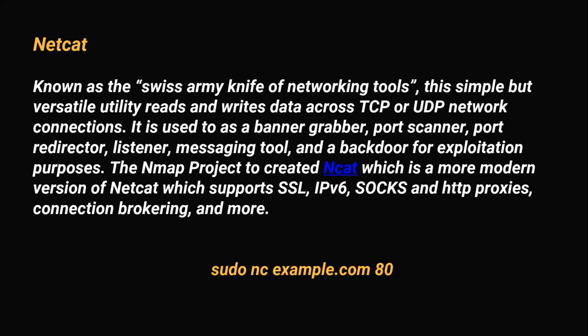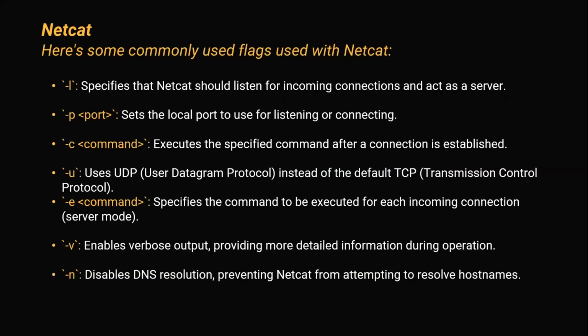And then you also have Netcat. This is known as the Swiss Army knife, because it does everything. It can do port scanning, it can do banner grabbing, it can be a listener. You can send messages with it. You can use it for a backdoor for exploitation. For example, if you gain access to a system and you want to create a backdoor, you can use Netcat and tell it to listen on a specific port from that machine, and then go to your machine and tell it to connect to that port it's listening on. And now you have another connection in there. And here are some of the commonly used flags used with Netcat.